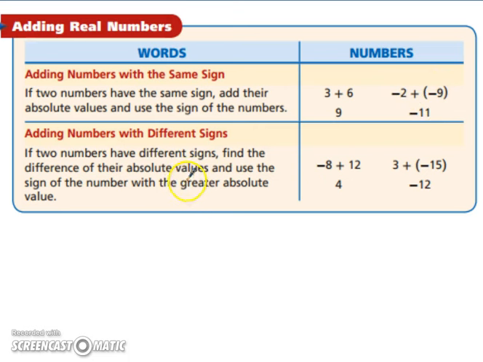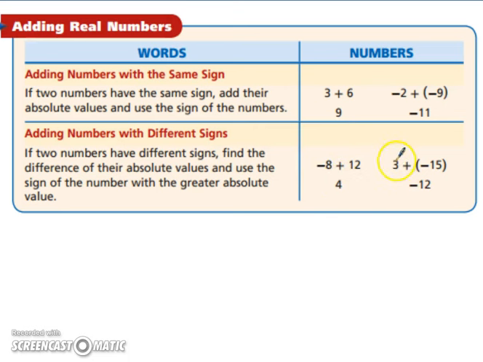Adding numbers with different signs. If two numbers have different signs, find the difference of their absolute values and use the sign of the number with the greater absolute value. So if we look at -8 and 12, we're going to subtract the two numbers, which gives us 4, and then we're going to take the sign of the bigger number. We have a 12 here, and we have an 8. 12 is bigger, and it's positive, so the end result will be positive.